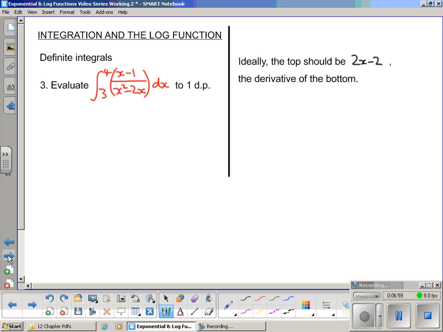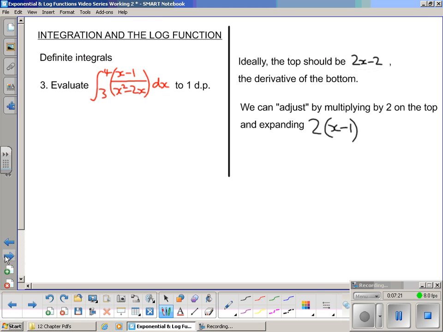Ideally, the top of this equation, this integral, in order for the top to be the differentiation of the bottom, if we differentiate the bottom of x squared minus 2x, we would want the top to be 2x minus 2, but it's not. So how do we make that top of x minus 1 into 2x minus 2? We're going to adjust by multiplying by 2 on the top, because if you notice, when we expand 2 outside of x minus 1, we'll get that ideal top happening.